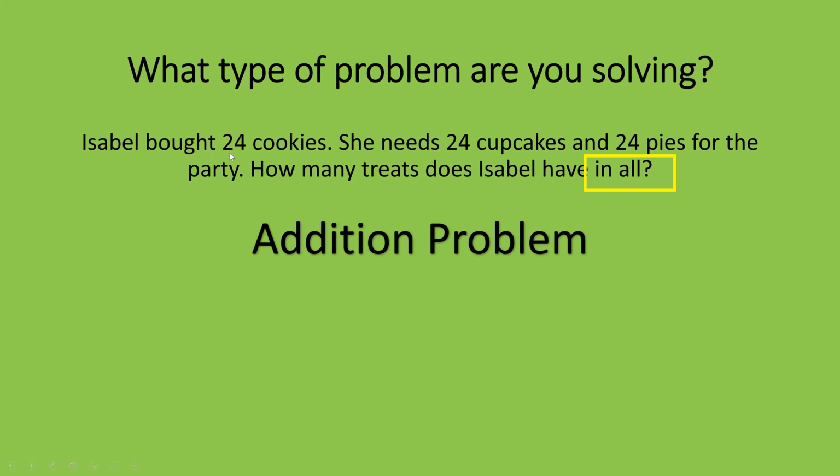Isabel bought 24 cookies. She needs 24 cupcakes and 24 pies for the party. How many treats does Isabel have in all? So in this problem, we want to know how many treats did she buy for the party? So when we see the words "in all," we are going to add.